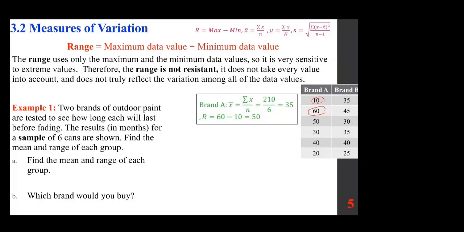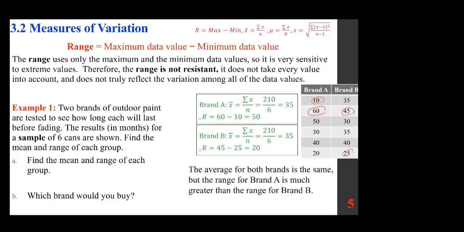We do the same thing for brand B, and we notice that the largest number is 45 and the smallest number at the bottom is 25. So that would be the difference between the two as far as the range is concerned. Clearly, we notice they have the same mean. The average number of months that they're going to last is the same, but they have different ranges.